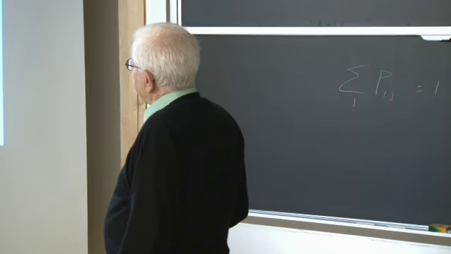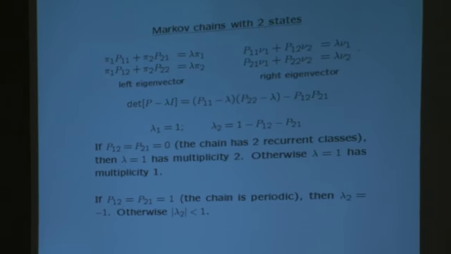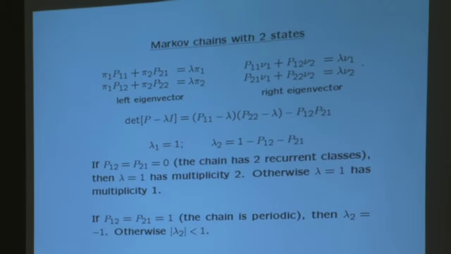Okay, if P12 and P21 are both 1, what it means is you can never go from state 1 to state 1.